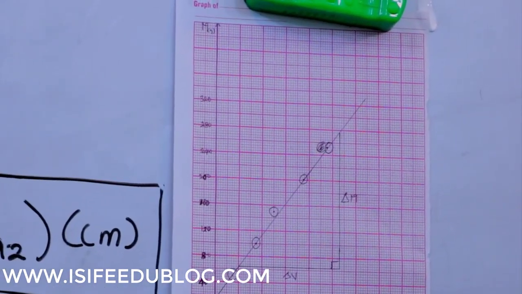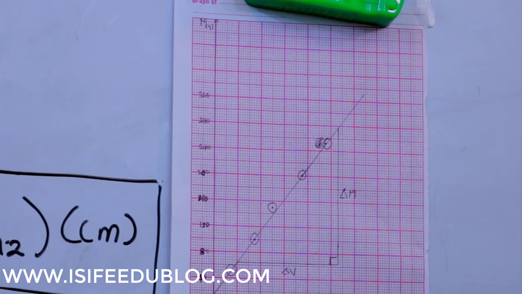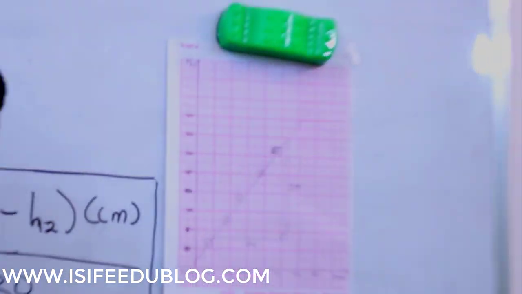Okay, now let's move over to the slope. Now we are told to determine the slope S of the graph. So we have slope S.